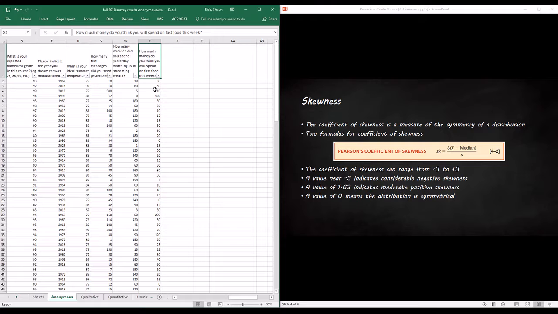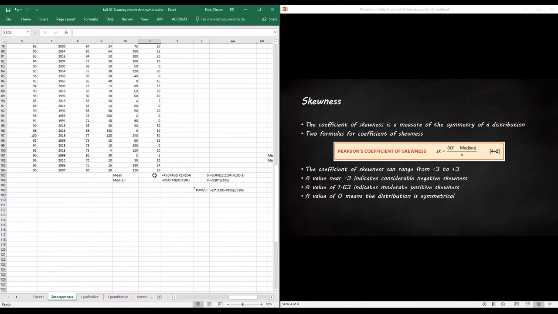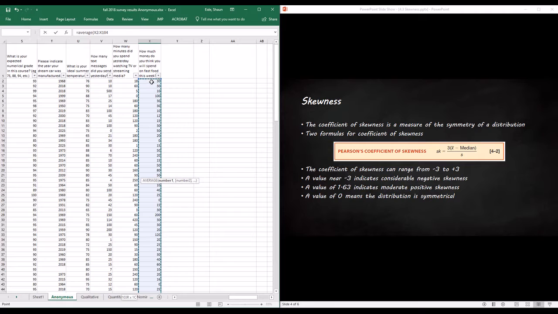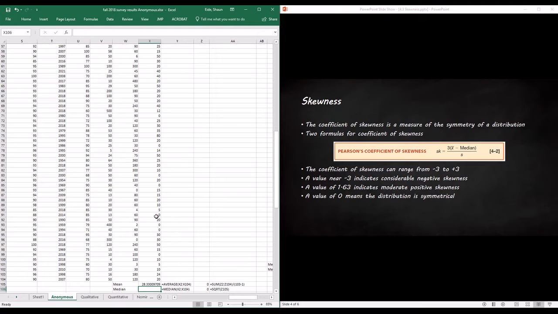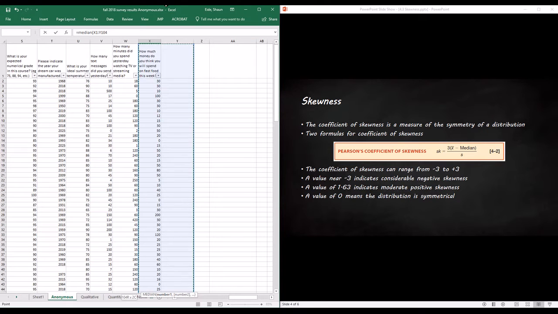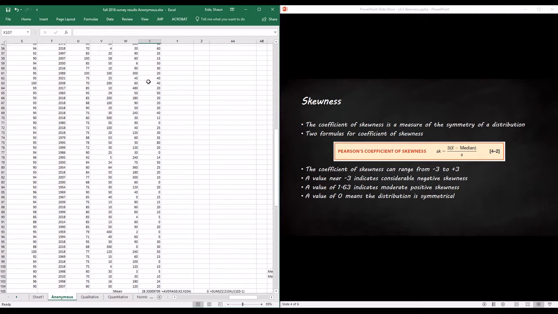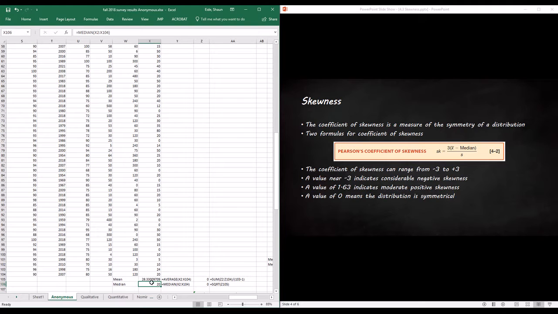How much money do you think you will spend on fast food this week? So the first thing that we're going to do is equals average, and then we're going to highlight all the data. And notice there are a total of 103 data points or observations. So now we're going to do equals median of the 103. Okay, and I see 103 rows right down in the bottom. Okay, so the mean is 20 and the median is 28.